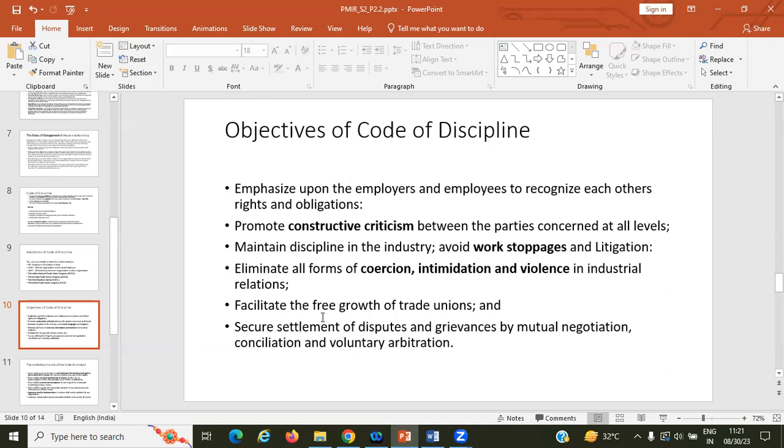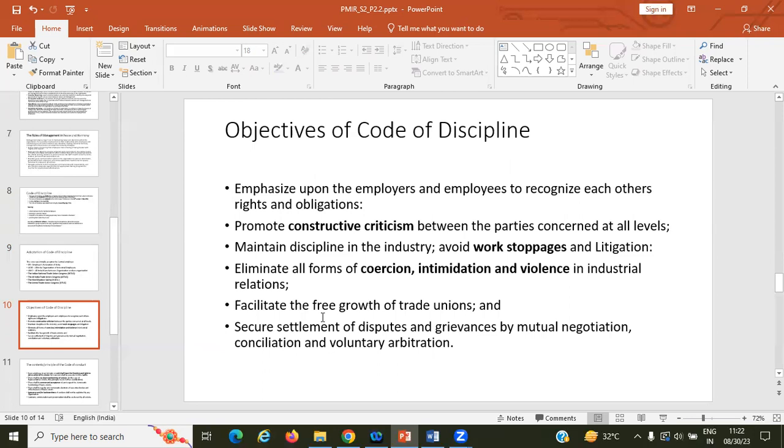Suppose you are the owner of a company. Under you, 5, 10 people are working. So you think you are everything and you exploit them. In order not to do that, each and every employee, each and every worker needs to understand their rights, duties, obligations, what they can do, what they cannot do, what is their entitlement.